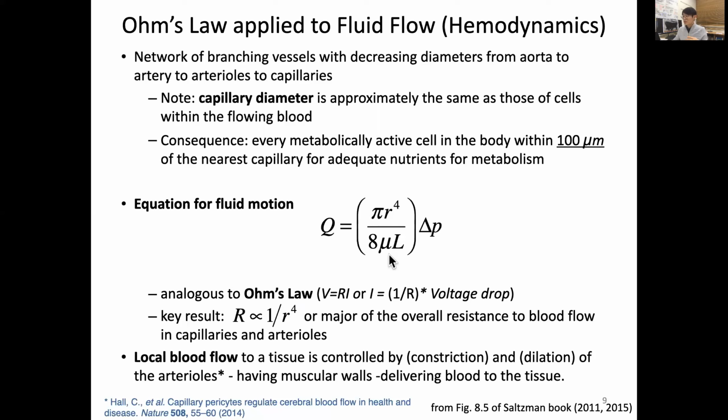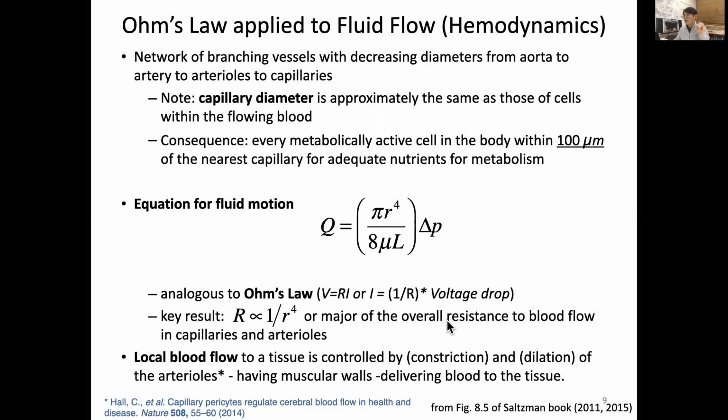So if you consider this as 1 over resistance, you realize an important parameter is the diameter or radius of the pipe. So resistance, in fact, is inversely proportional to R to the 4th. This is a very important thing to notice. And what it means is the resistance is very sensitive to the diameter or radius of the vessel.